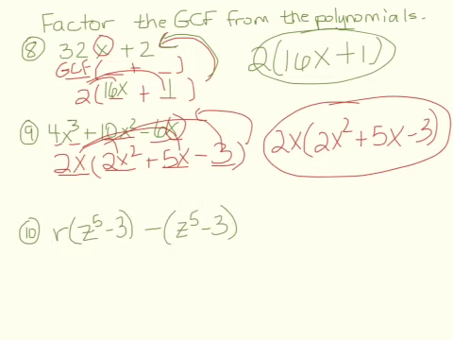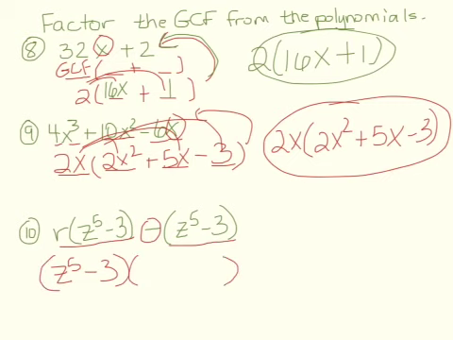Okay, the last example is number 10, and this time I've got r times z to the 5th minus 3, and then minus z to the 5th minus 3. Now this minus sign right here between these is what separates our 2 terms of our polynomial. So what do these 2 terms have in common? Well, they both have a z to the 5th minus 3 in common. So we're going to factor that out.